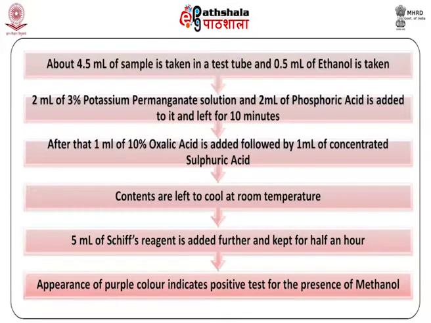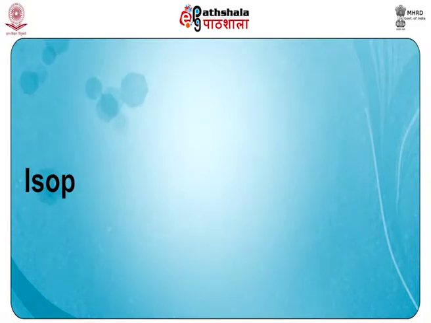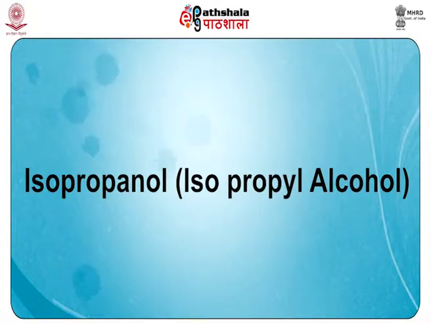The contents are left to cool at room temperature. 5 milliliters of Schiff's reagent is added further and kept for half an hour. Appearance of purple color indicates a positive test for the presence of methanol. Next, we'll come to isopropanol or isopropyl alcohol. The acid distillation of the exhibit is used to separate the isopropyl alcohol from tissues and other biological material.